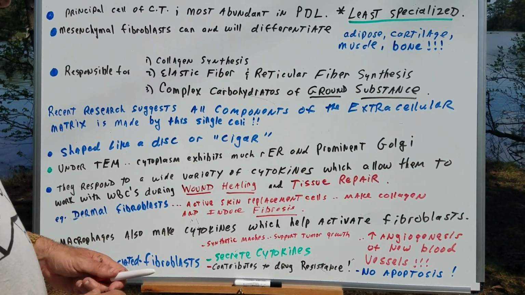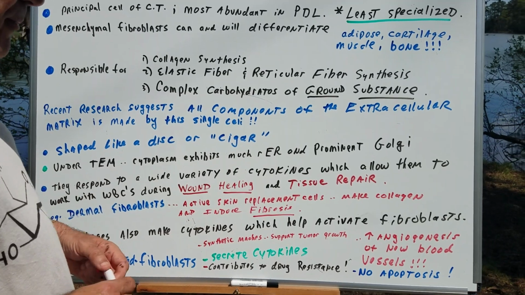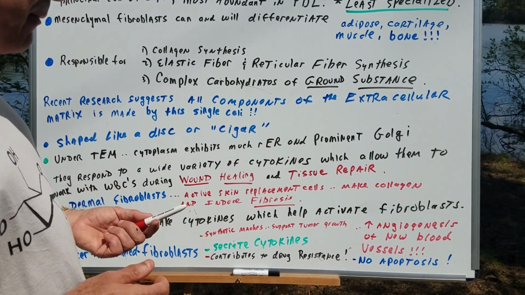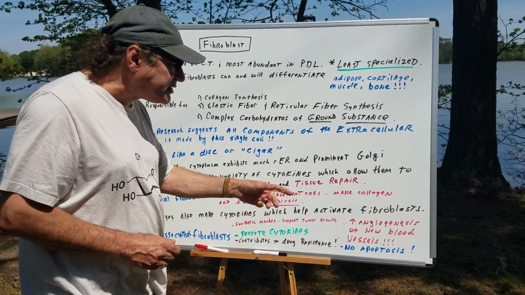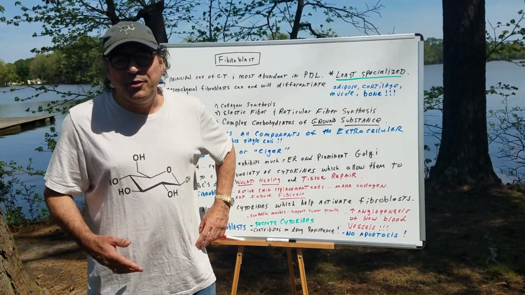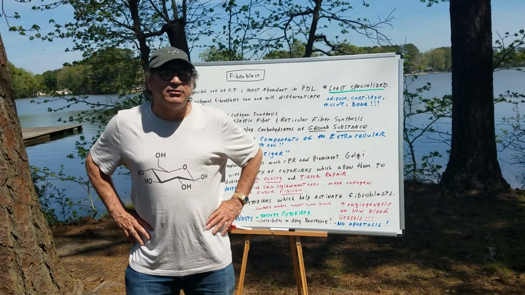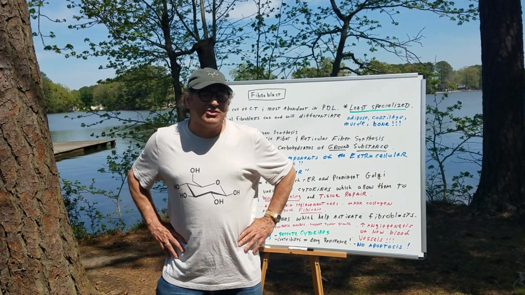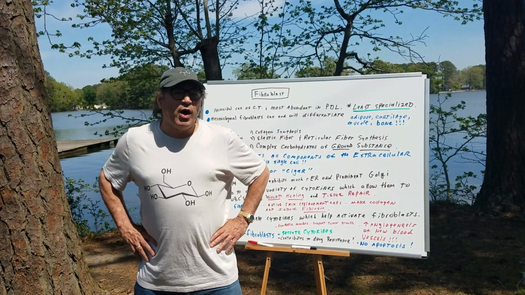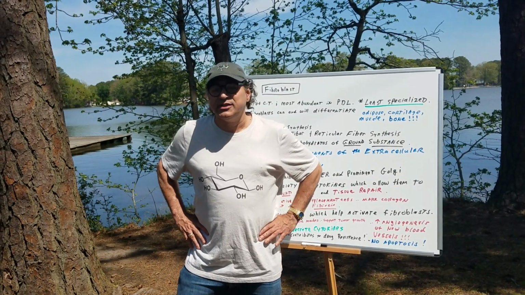They secrete cytokines that contribute to drug resistance. There's no apoptosis, and they increase angiogenesis of new blood vessels. And when you're talking about cancer, cancer cells need new blood vessels to thrive. And these fibroblasts are involved in supporting their growth, as crazy as that sounds.